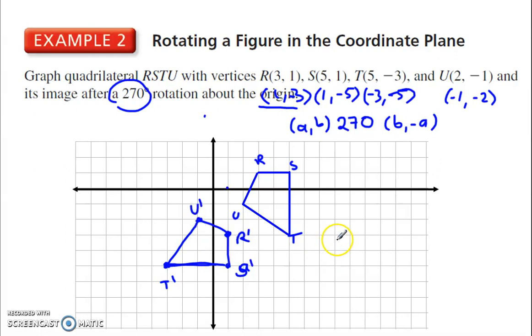U prime. So we went from R all the way around the origin to here, 270 degrees. Same thing, U. Went all the way around the origin to here. And same thing with the other points.